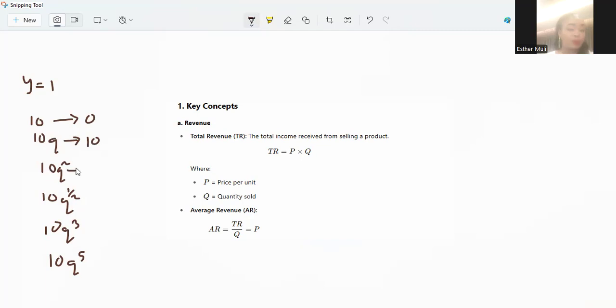10Q squared, what's the derivative? 20Q. But 10Q to the half: half times 10 is 5, and the power half minus 1 is negative half, so Q to the negative half. All right? Try this one now. Differentiate 10Q cubed. What is the derivative, Esther?